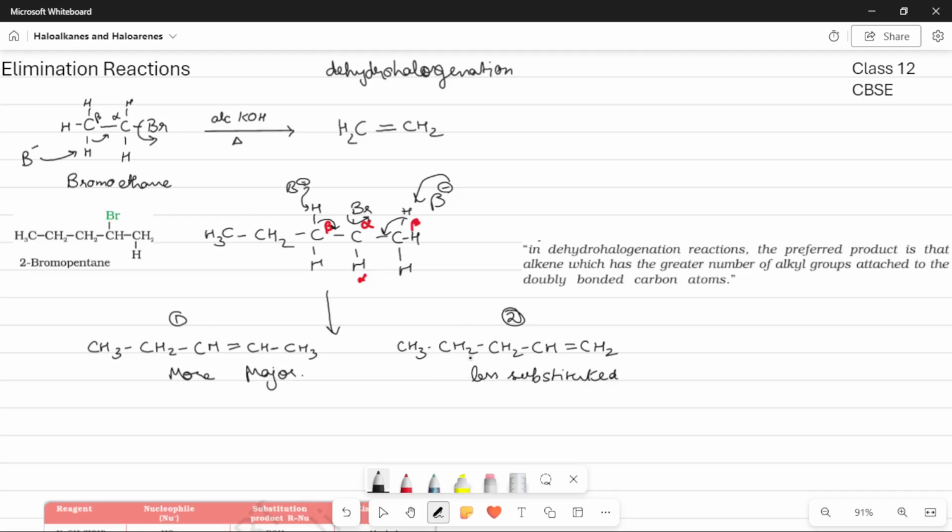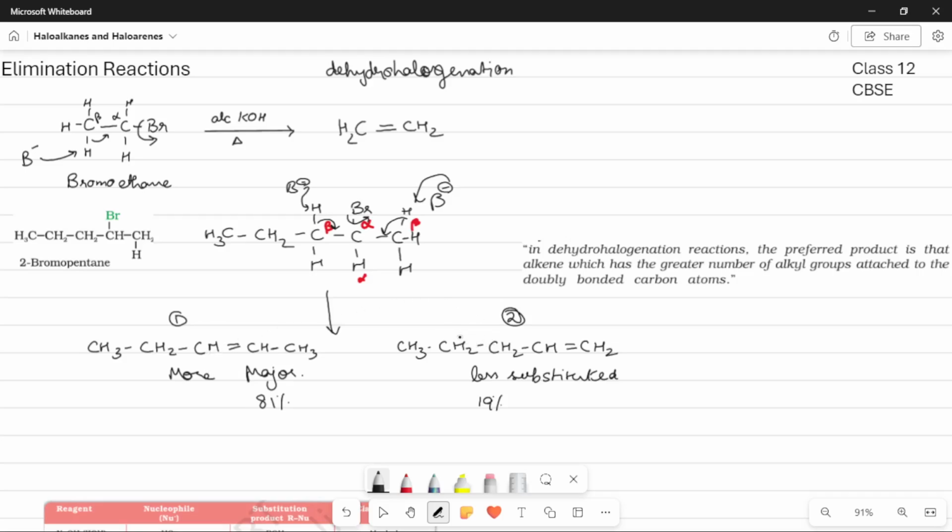This will be the minor product. Remember, the reason I said major is because the percentage of this is 81% and this is 19%. So what this means is the base can attack from either side, and it can form either of these products, but it prefers to form this one over the other.